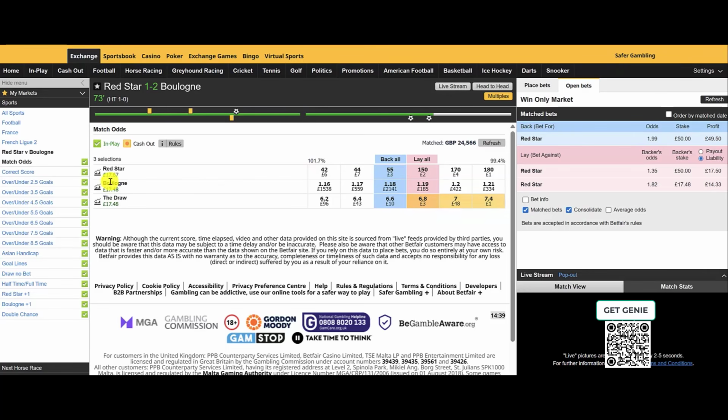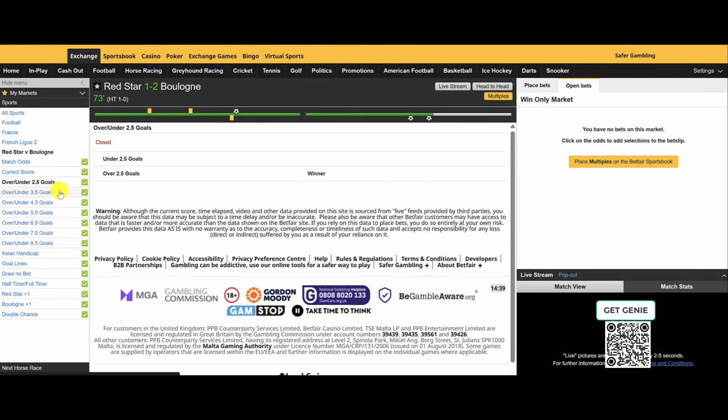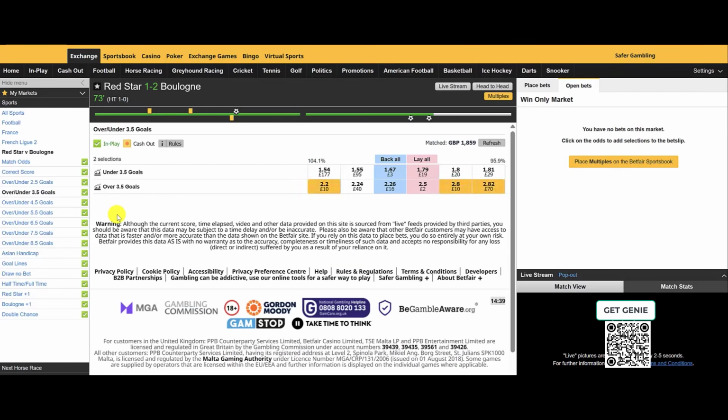But anyway, around £17 on this one. Around, what was it, 17 or 18? Can't even remember. But either way, look, we're profitable on both markets, and it's been an interesting trade. So we're out of this one on 74 minutes. It's Red Star 1, Boulogne 2.